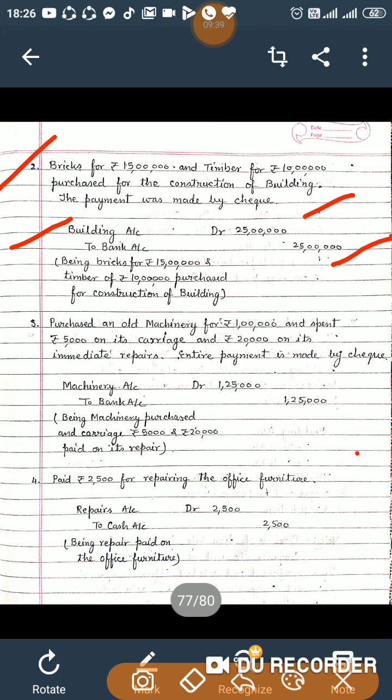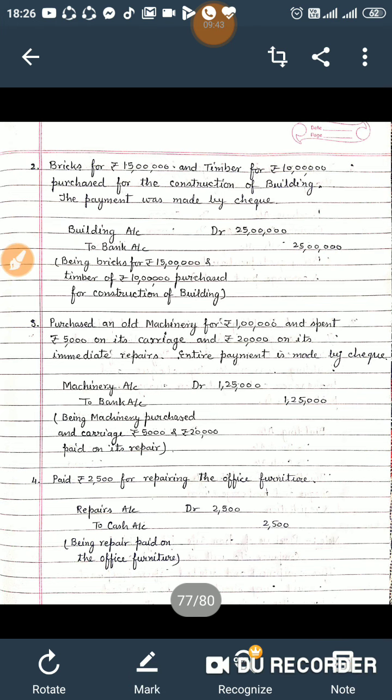If you are using modern rule, then building is classified as an asset, so increase in asset should be debited, so building account should be debited. Bank is also an asset, so when you are making payment, then definitely bank balance will be decreasing, so it should be credited. So journal entry for the above transaction is building account debited to bank account.